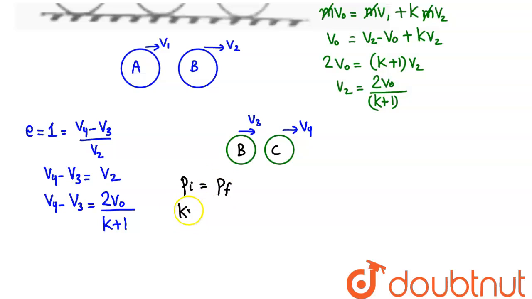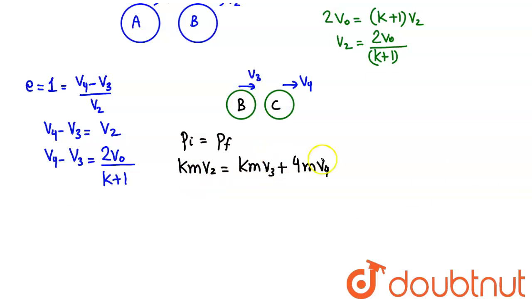Hence this comes as km into v2 will be equal to km into v3 plus, we can say here, the mass C has 4m, so 4m into v4. So we can say here m cancels out.